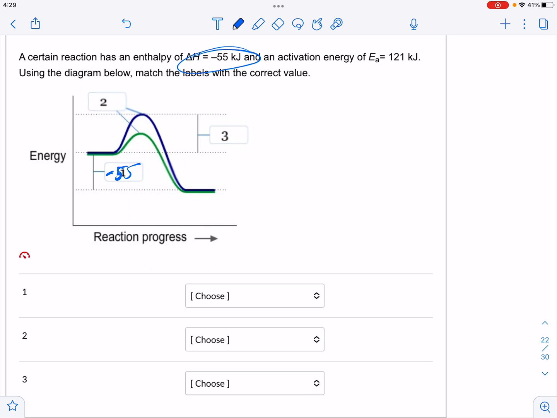So here, 3 is the activation energy for the forward reaction, which is supposed to be 121. Now let me erase this negative sign because that difference is 55. This number here is 121. And I'm not sure what 2 is representing here.